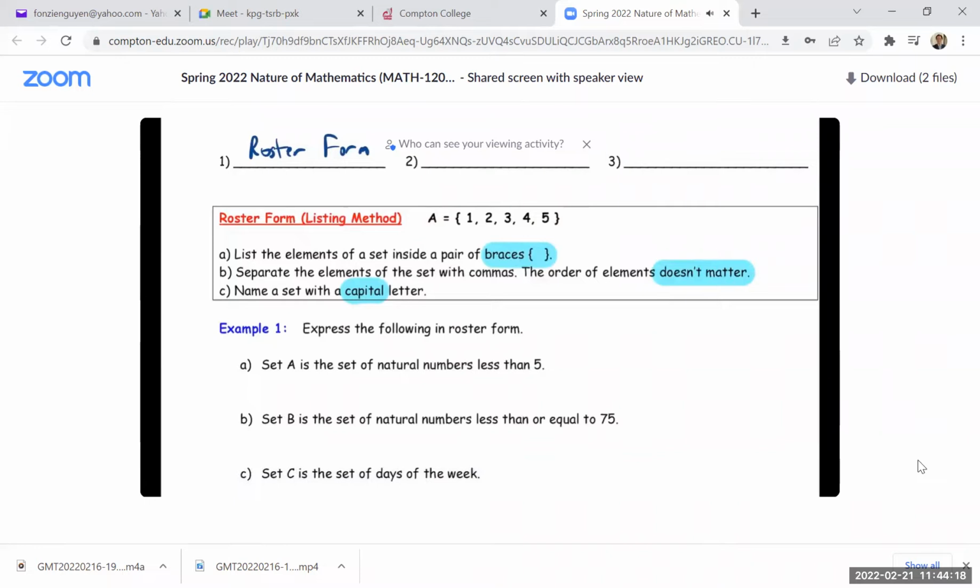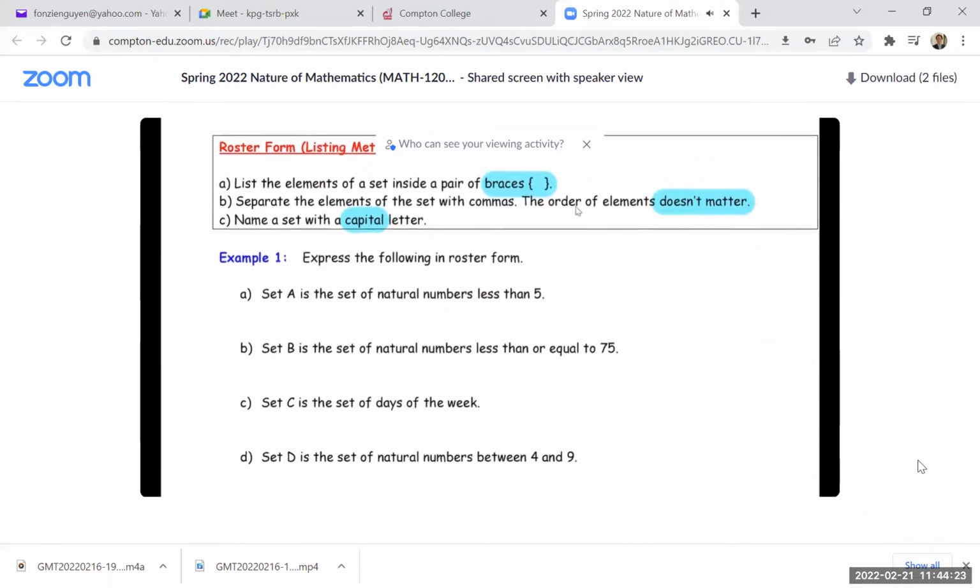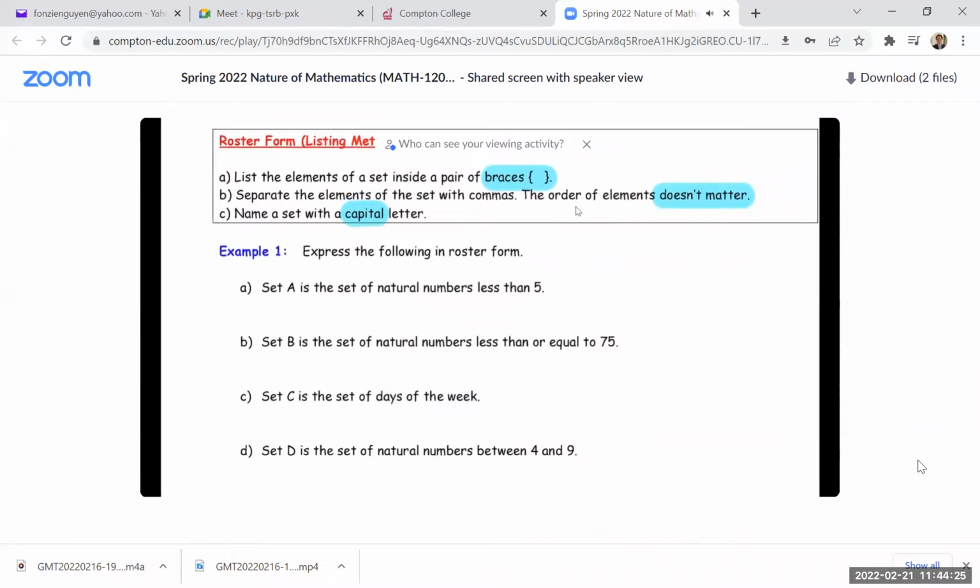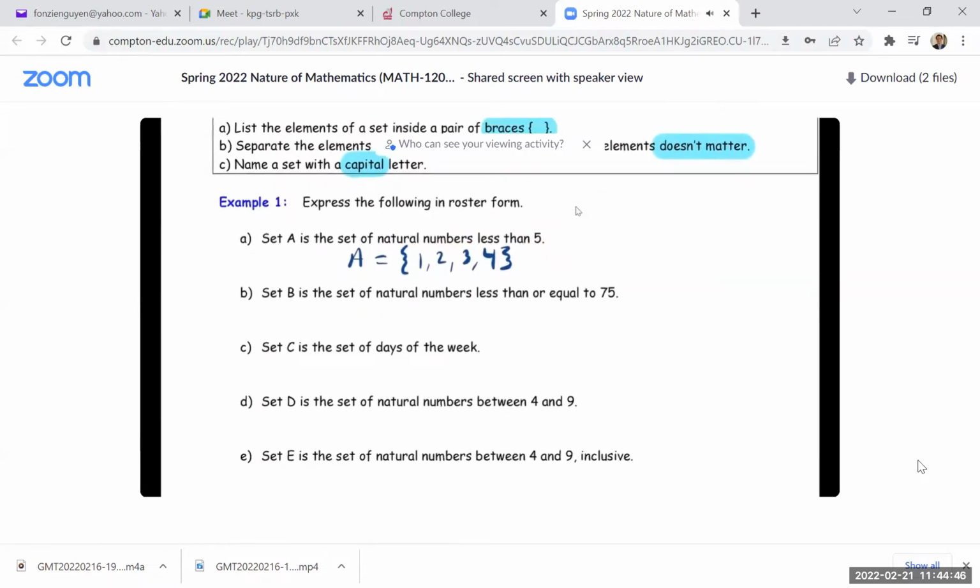All right, let's look at this example. Express the following in roster form. Set A is a set of natural numbers less than 5. Does anybody know what would be included in this set? 1, 2, 3, 4. Yep, that is correct. Very good, because those are the natural numbers that are less than 5. Perfect. Set B is a set of natural numbers less than or equal to 75.